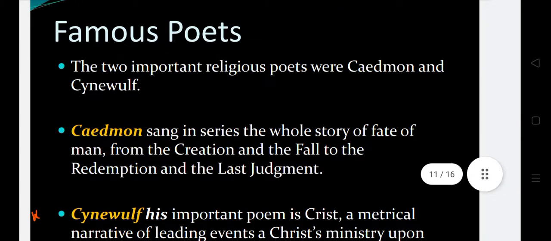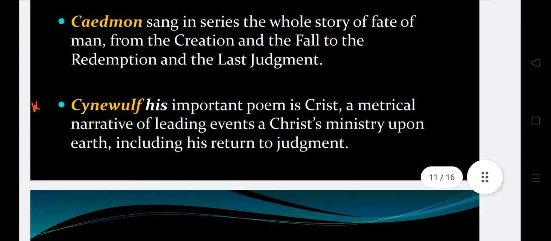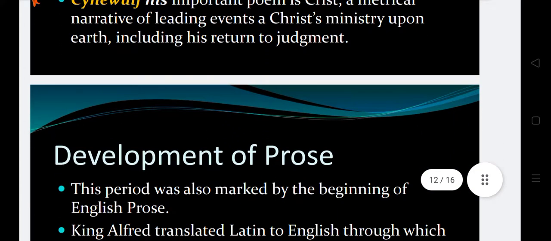Famous poets of this age include Caedmon, who sang in a series the whole story of the fate of men from creation and fall to redemption and last judgment. Another important writer is Cynewulf, and his important poem is Christ, which is a metrical narrative of the events of Christ's ministry upon earth, including his return to judgment.